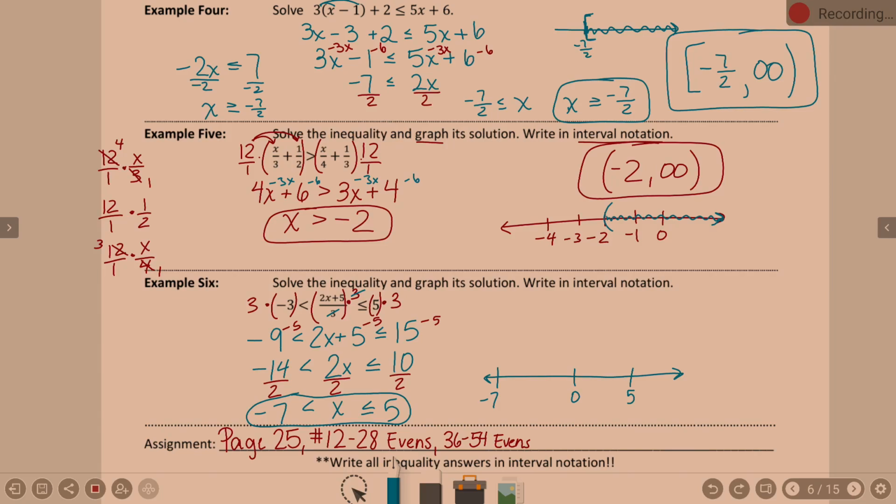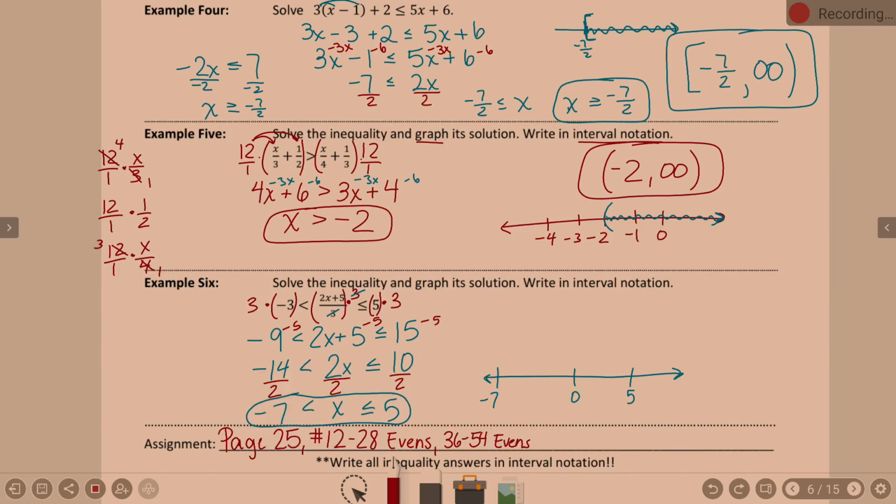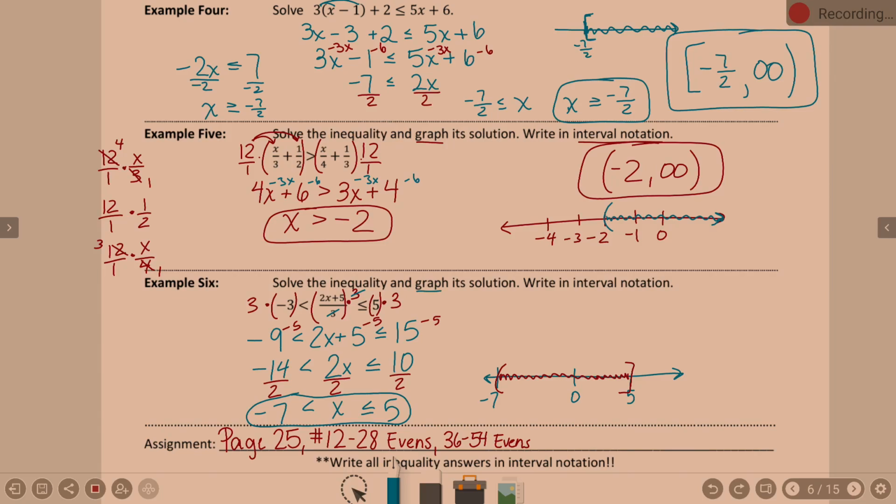Now, where is the shading here? It's in between the two of them. Okay, fair enough. Less than or equal to 5 is going left of 5. And then this one, negative 7 less than x, remember, reverse it in your head so it's greater than negative 7. What do I need at negative 7? Parenthesis, because it's not equal to. What do I need at 5? A bracket, because it is equal to. Okay, there's my graph.